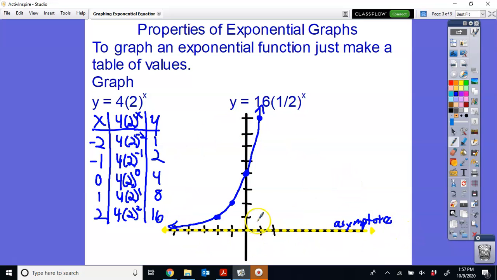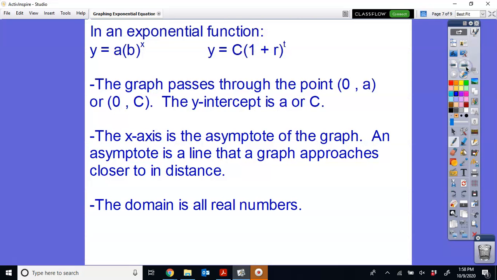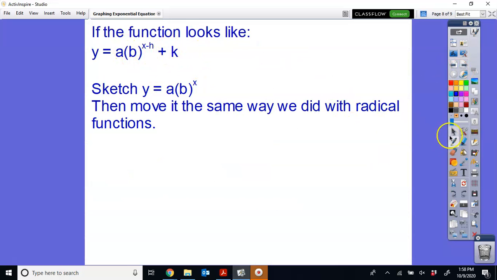You make a table of values, you plot the points, and you realize that at some point it's going to level off. If you don't have any number over here that's added or subtracted to the function, you will have the asymptote on the x-axis. But there are some times when you will run into a function that has a number that is added or subtracted over here and added or subtracted here. I hope that you can recognize those two letters right there because they're very similar to something that we did with quadratics called Vertex Form.